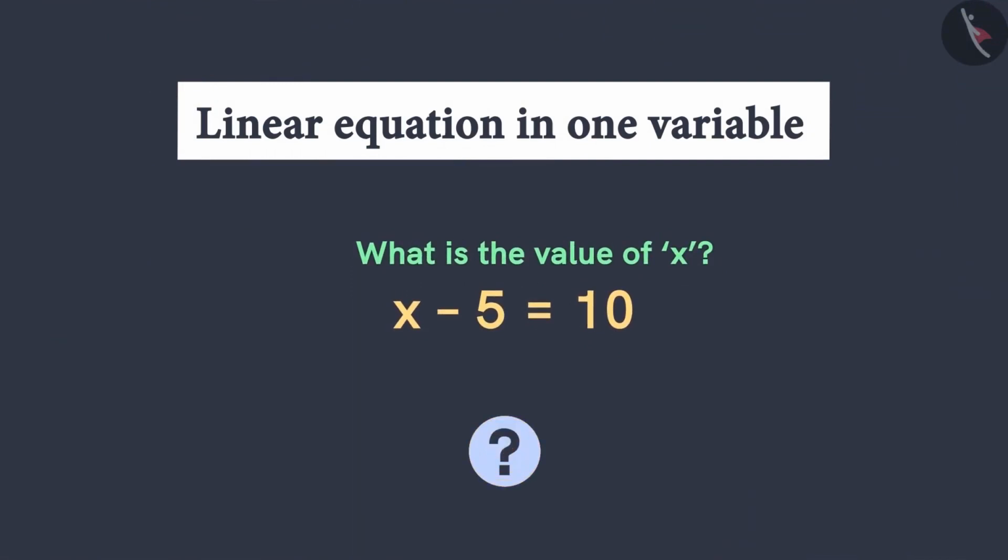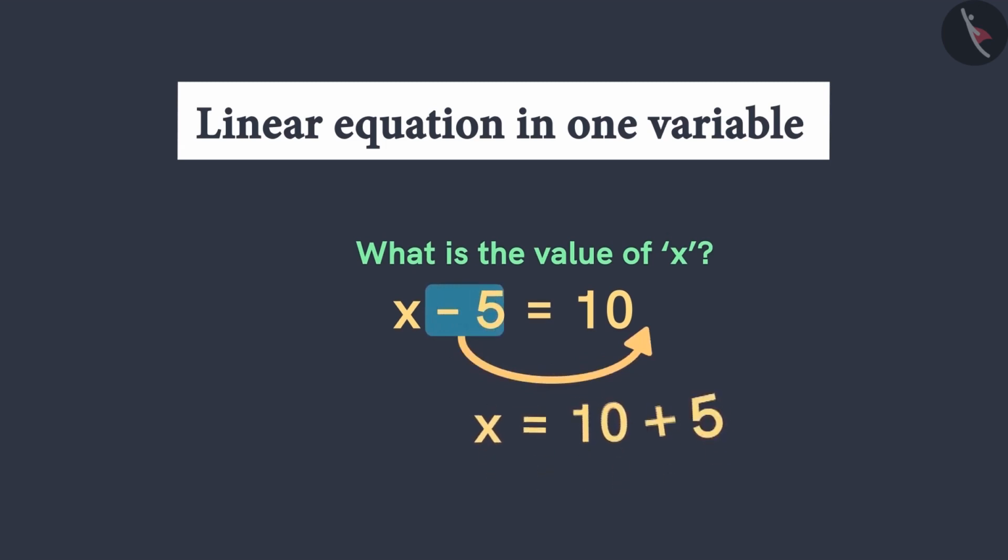Can you tell me what our first step will be? Yes, we will transpose the number minus 5 to the right-hand side. But be careful. When we transpose minus 5 to the other side, it will become plus 5. After this step, we will get the value of x as 15. As you can see, we got our solution in just one step by transposing minus 5 to the other side.